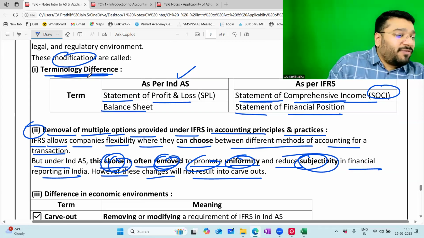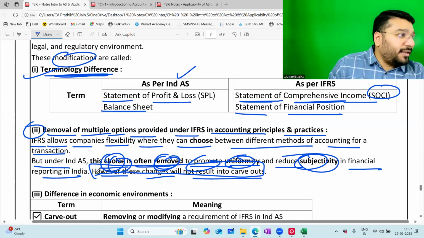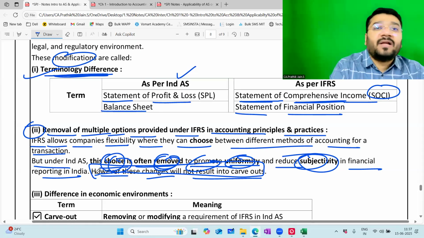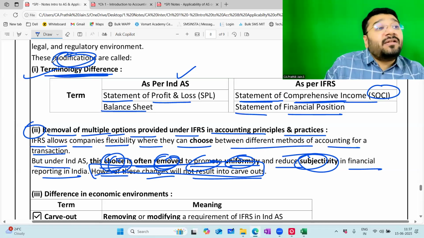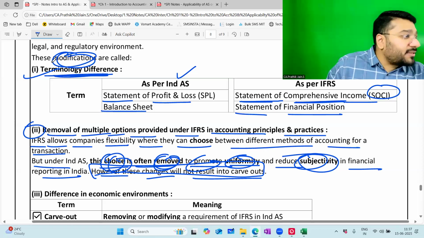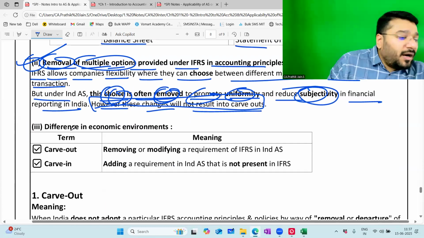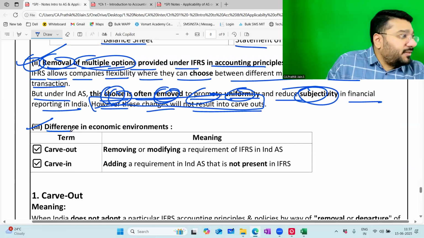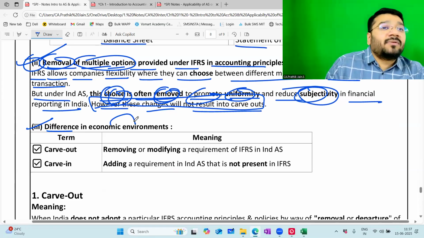Now, first 2 points are clear. This line you leave it. I'll discuss what this line is later. This is not carve-out, they tell you. First 2 points clear. I spoke about the modifications, that is the difference between Ind AS and IFRS. So the first difference is terminology difference. Second is removal of multiple options. Third is the huge differences because of our different economic environments.